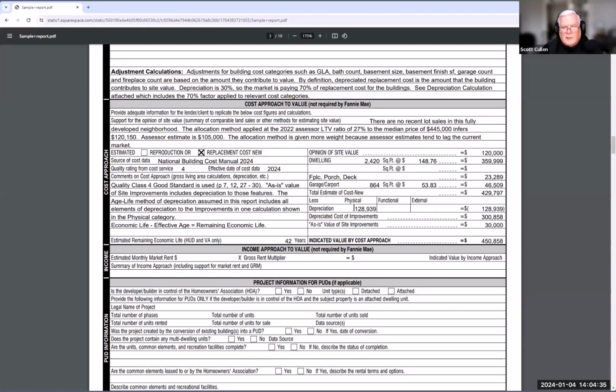$128,900 is 30% of the cost because our effective age is 18 years, right? 18 is 30% of 60 years. So we're coming to a value conclusion of 450.